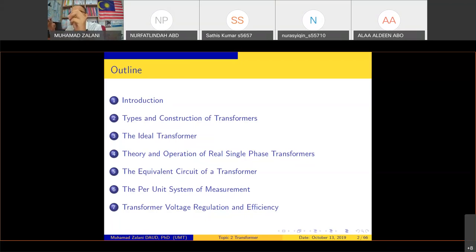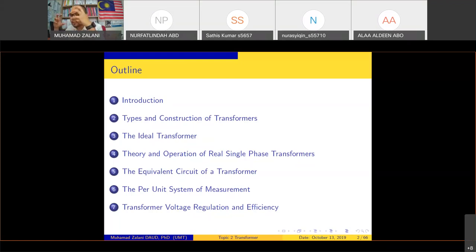And then 2.4, I will be discussing the theory and operation of the real single phase transformer. Now it is no longer the ideal one, but this one is the real transformer that considers some of the losses. But for this one, I'll be talking about a single phase transformer only.